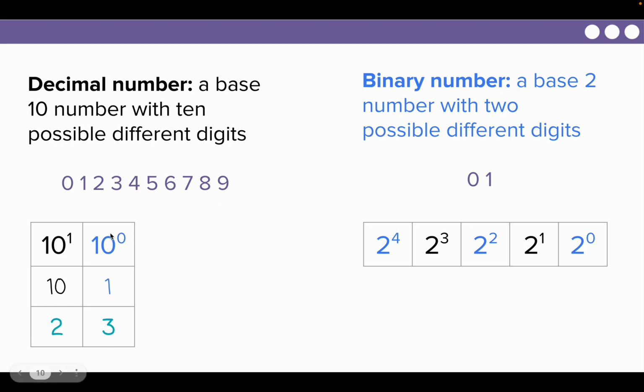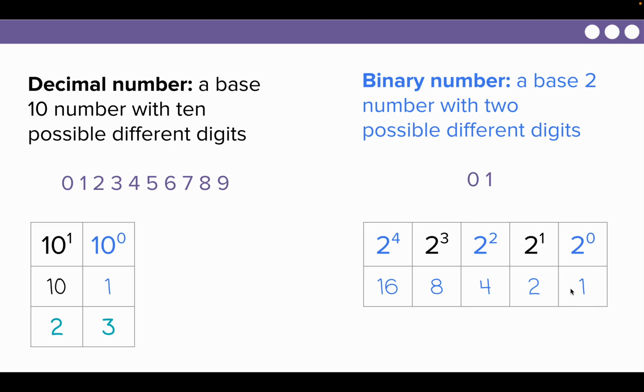In our decimal system, our place values are multiples of 10. We always start with ones, but then it's times 10, times 10, times 10. In our binary number system, because it's a base 2 system, we still start with 1. Anything to the 0 power is 1, okay? But then we multiply by 2 every time. So my place values look like this.